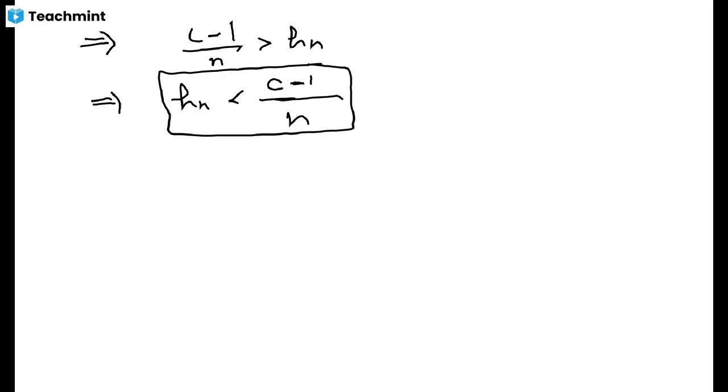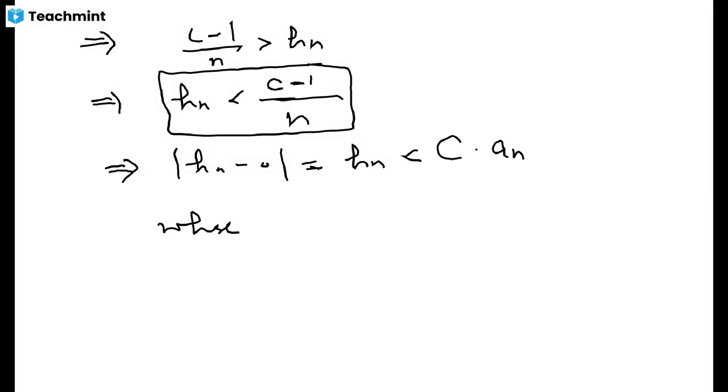If you match it with the lemma, I can write this inequality as: hn is a sequence of positive numbers, and it is strictly less than some constant, let this constant be some capital C times an, where I take this capital C to be this c minus 1. Clearly, c being the small c, a number greater than 1, this capital C is a positive number, and an is the sequence 1 upon n, and we very well know that this sequence goes to 0.